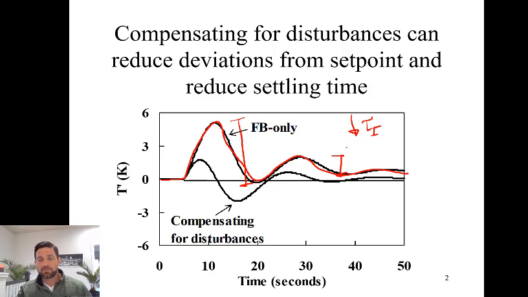But also what we know is that when we decrease the tau I, it's going to make the decay ratio larger, which means that the controller is going to be a little bit too aggressive.